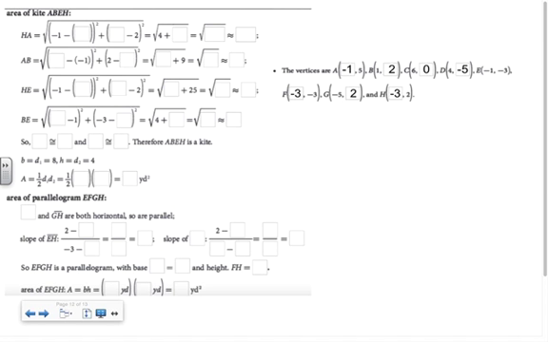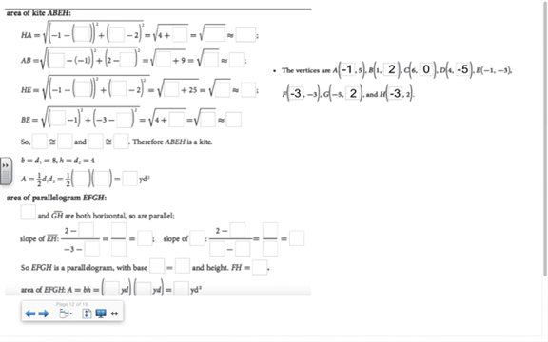On this screen, you see that we are finding the area of kite ABEH and finding the area of parallelogram EFGH. Before we find these areas, however, we want to confirm that these are, in fact, a kite and a parallelogram. So that's what you see them doing at the top of the screen, finding the lengths of the four sides in order to use the definition of a kite to conclude that it is, in fact, a kite.